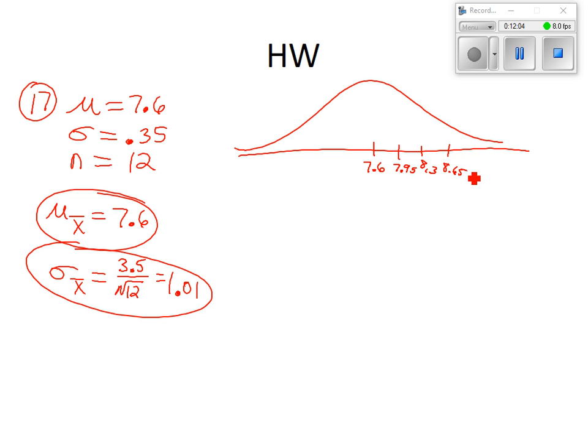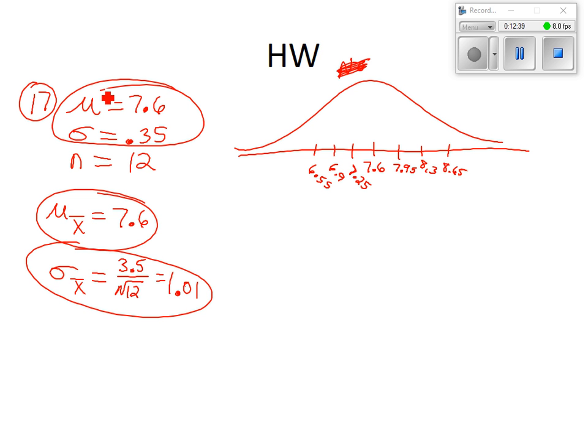Now go back to 7.6 and subtract 0.35. 7.25. Subtract another 0.35, 6.9, and then subtract another 0.35, 6.55. So if we're just doing the normal curve for this information, that's what it would look like.